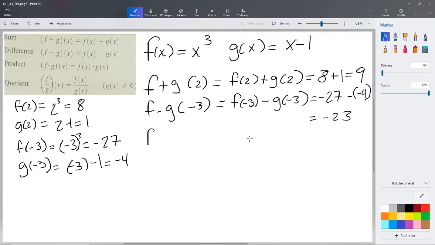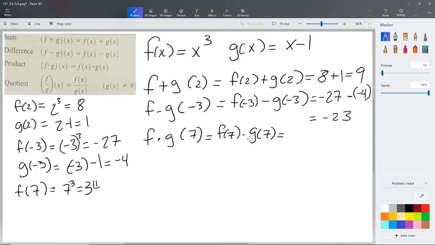All right, our next one we're going to do is F times G of my favorite number, 7. Which is going to give us F of 7 times G of 7. All right, so back over to our sidebar area, we're going to do F of 7, which is 7 cubed. That's quite a large number. It's 343. So we'll put that right here, 343 times, back over here, G of 7 is going to give us 7 minus 1, otherwise known as 6. And so we're going to have 343 times 6. According to our trusty calculator here, the answer is 2,058.